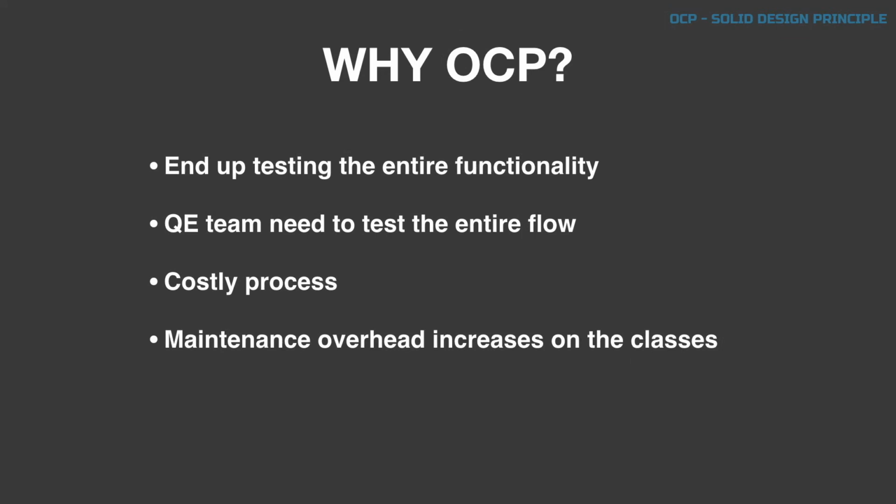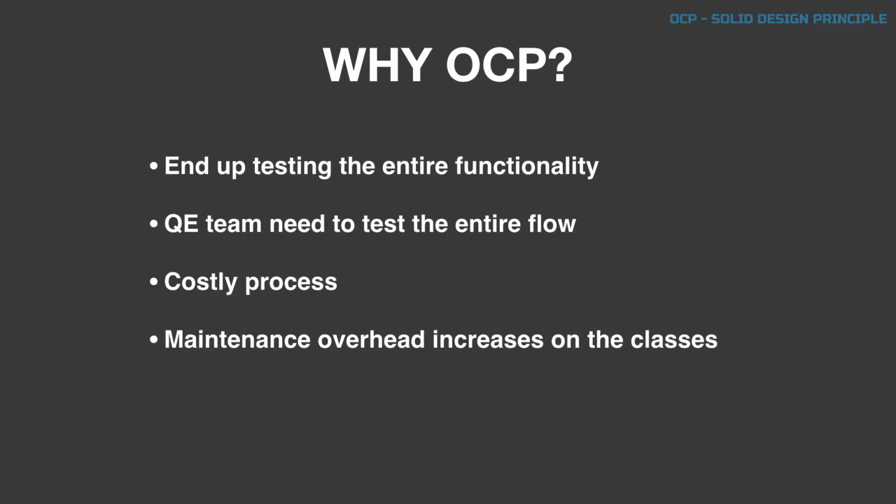This brings us to a question: why OCP? Assume you are touching the binary code or the source code of that part for the new functionality. You want to test the new functionality, but you will end up testing the entire functionality again. So the QE effort is more, it's a costlier operation, and the maintenance overhead on the classes increases. Every time you write a new function or a new feature, you will end up testing the whole set of features again, because you are touching the core which might be getting used at any other place.